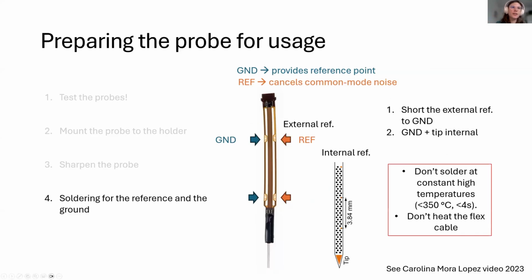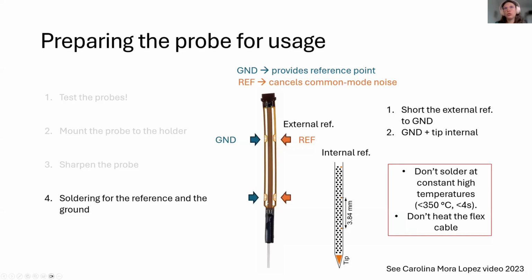Finally, the final important step is to solder the reference and the ground. And here, basically, the ground provides a reference point for the amplifier, whereas the reference electrode allows us to cancel common mode noise through differential amplification. And there are several configuration options to do that.